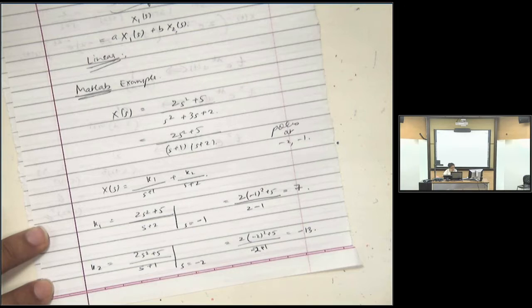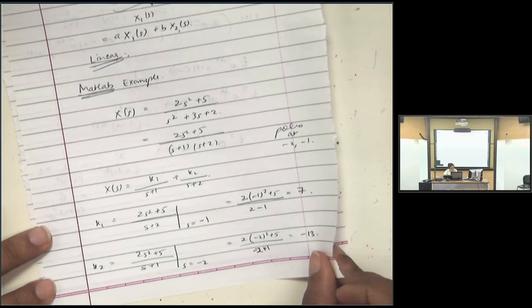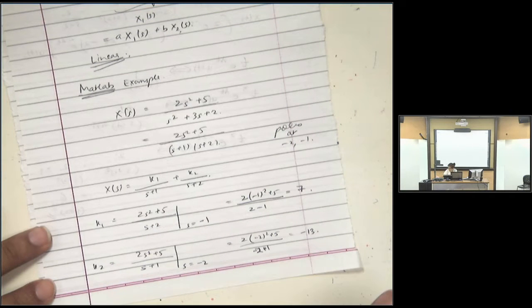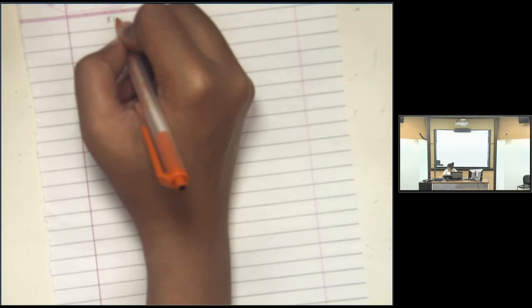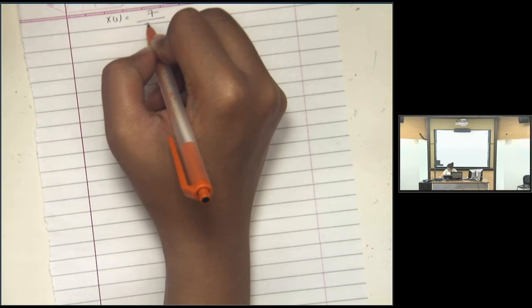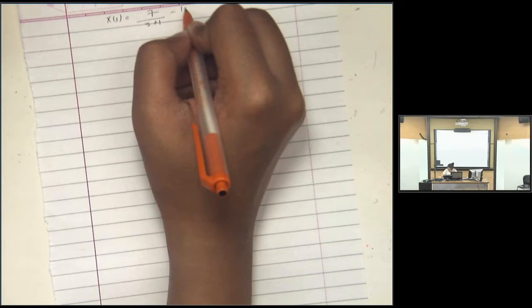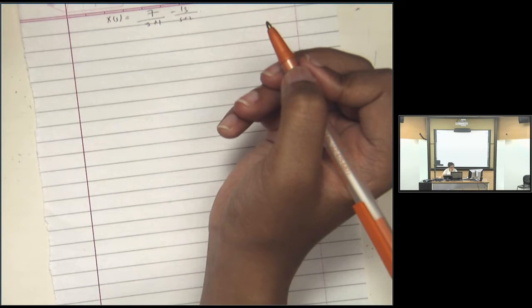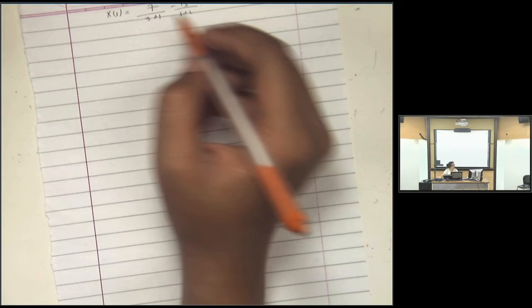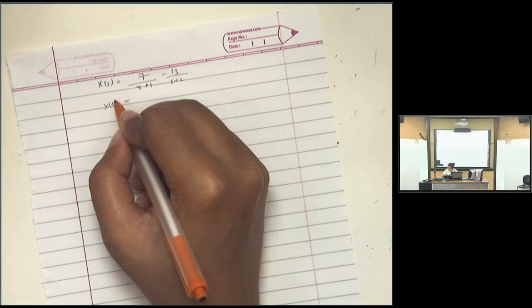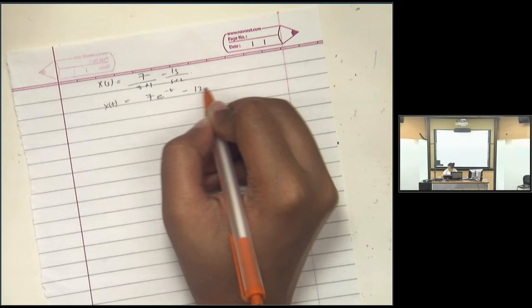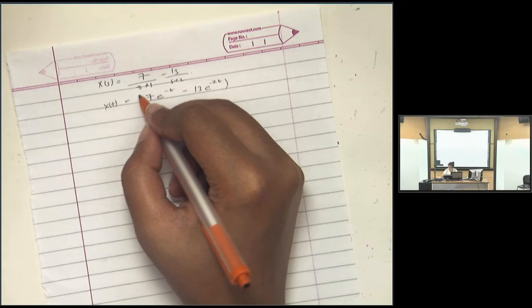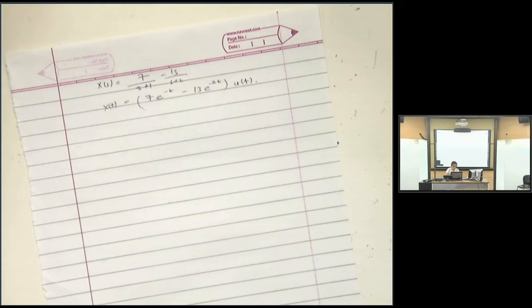So our final answer, X(s) is 7 over (s plus 1) minus 13 over (s plus 2). I'm so sorry. So x(t) will be 7 e raised to the power minus t minus 13 e raised to the power minus 2t, times u(t).